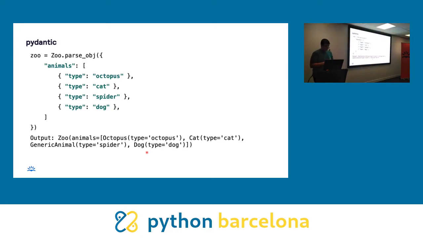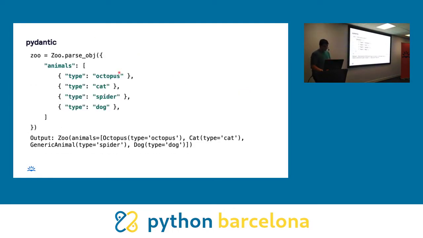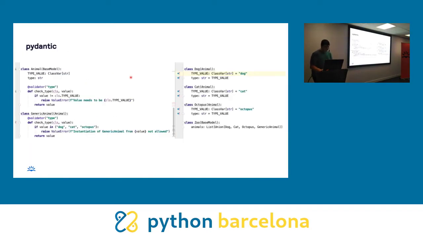What Pydantic is doing is it grabs the first property of each animal, goes to the class and says, oh, animals can be a list of dogs, cats, octopuses, and generic animals. So it goes in the same order, trying to create a class of its type. For creating an octopus, if we go back to the order, it will first try to create a dog. And it will see that dog raises an error, because dog can only be created when the type is dog. As it doesn't match the condition, it jumps to the next one.